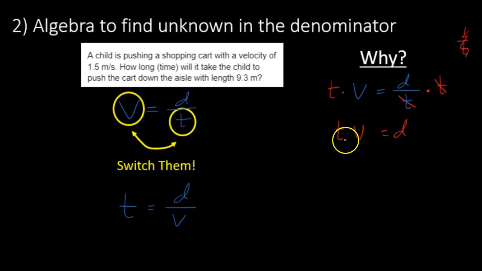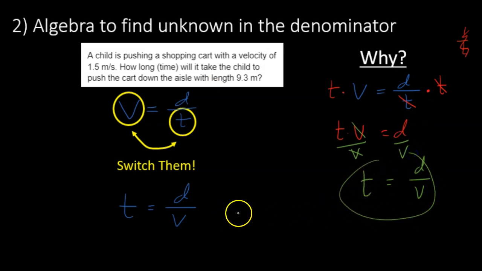Okay, but remember, I'm trying to solve for the time. I don't want time multiplied by velocity. So what would my next step be? Well, maybe now I divide out that velocity. If I divide out the velocities cancel. So now I have time equals distance divided by velocity. So there's the algebra if I was trying to solve for time. And notice, oh my gosh, it's the same thing. That's why that trick works.